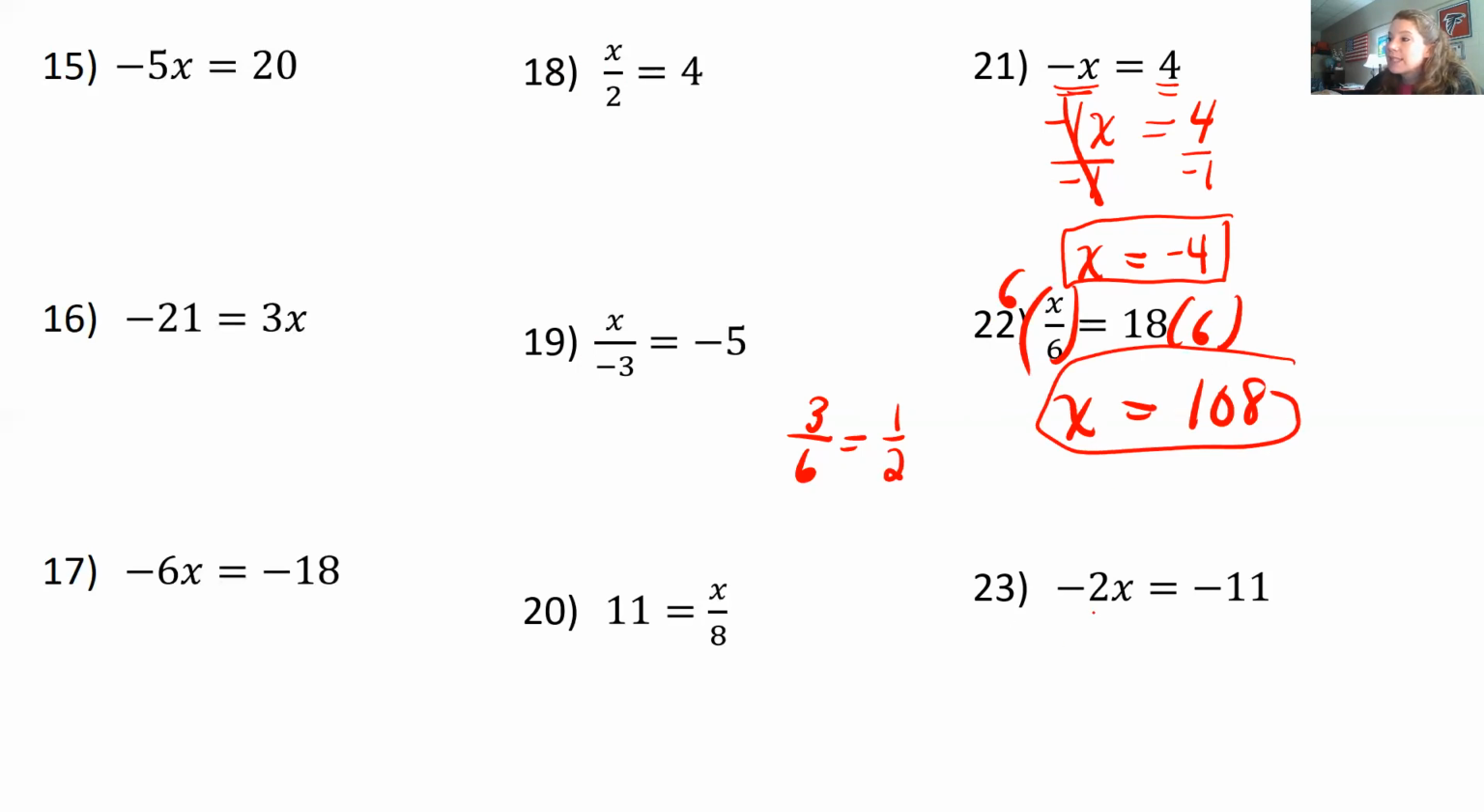All right, number 23, this says negative 2 times x. So what's the opposite of multiply by negative 2? Dividing by negative 2. So this is gone. Negative 2 divided by negative 2 is positive 1. And positive 1 times x is x equals negative 11 divided by negative 2.